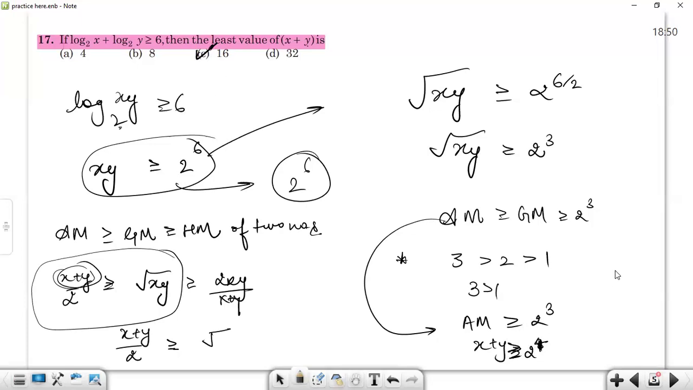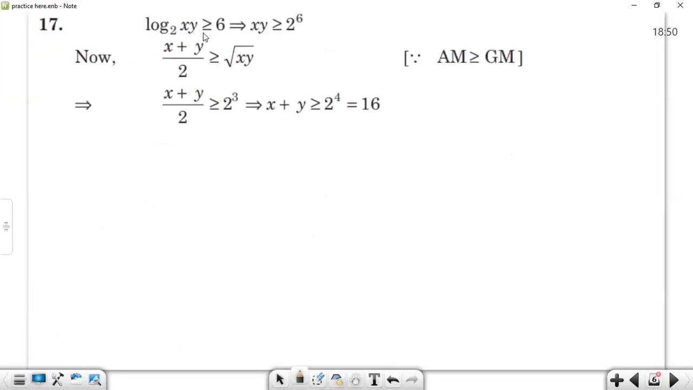Is this clear? And this was a prerequisite for solving this question. This is a concept which we will read in the sequence and series chapter. Okay, understood? Yes, sir. Any doubts? No, sir, no doubts. Yeah, they have also done the same.